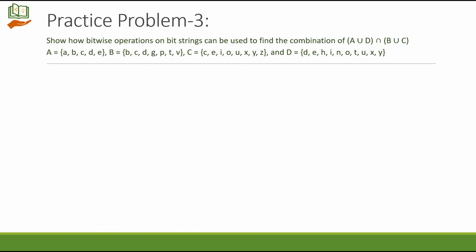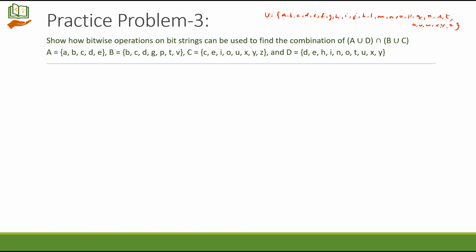Set C is equal to CEIOU, XYZ. And set D is equal to DEHINOTUXY. So what is the universal set? The universal set will be the set of all the alphabets A, B, C, D, E, F, G, H, I, J, K, L, M, N, O, P, Q, R, S, T, U, V, W, X, Y, Z. All the 26 alphabets will be included in the universal set.